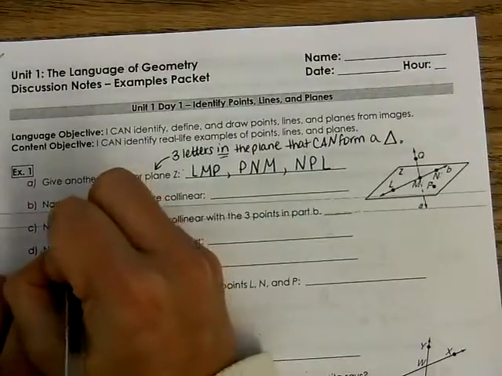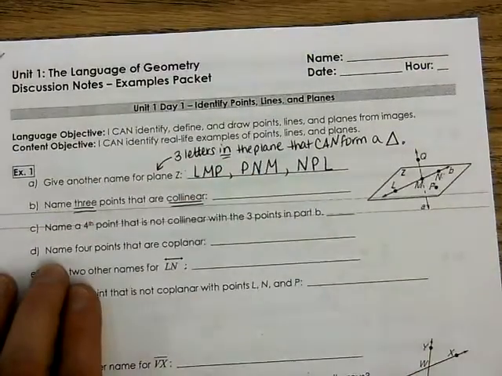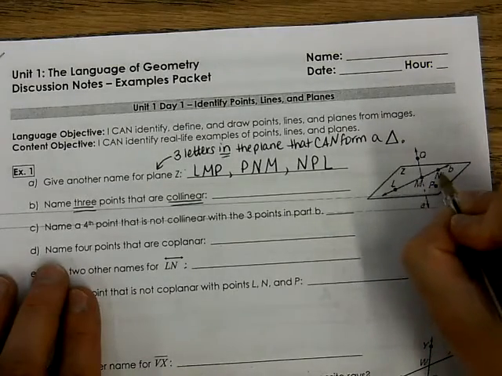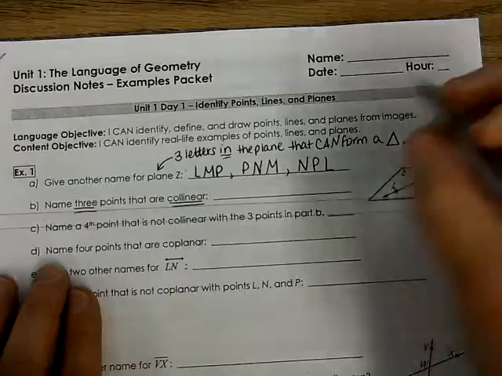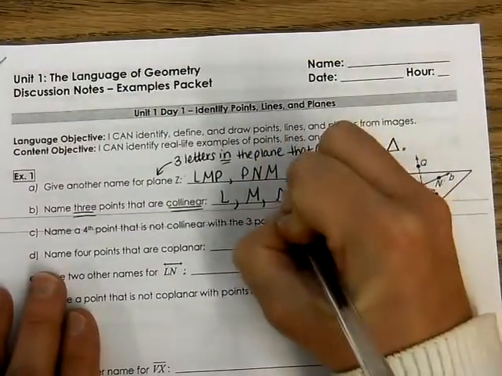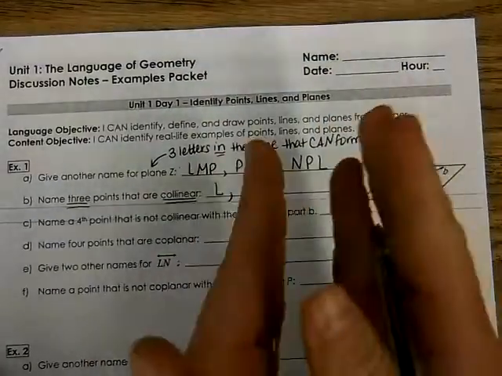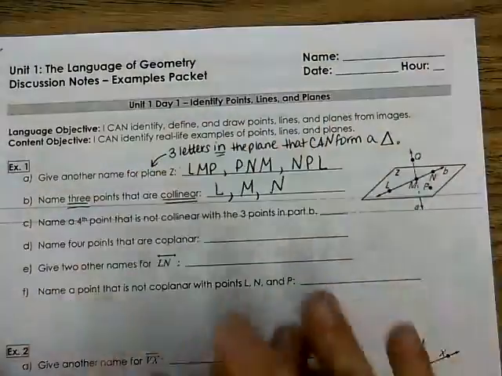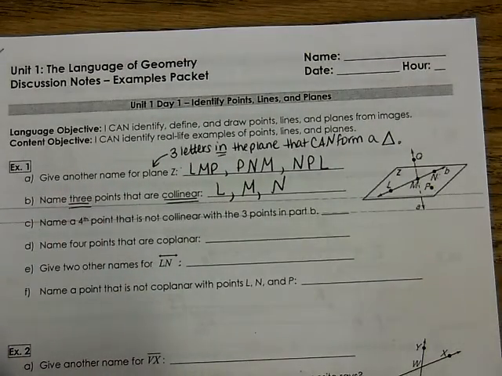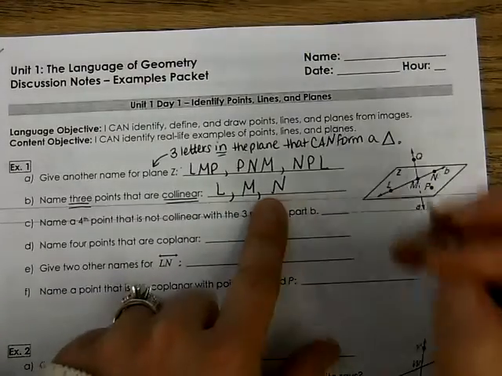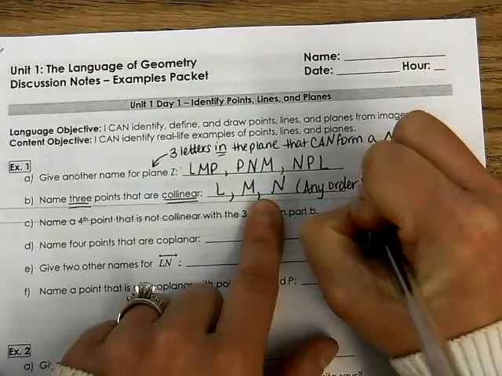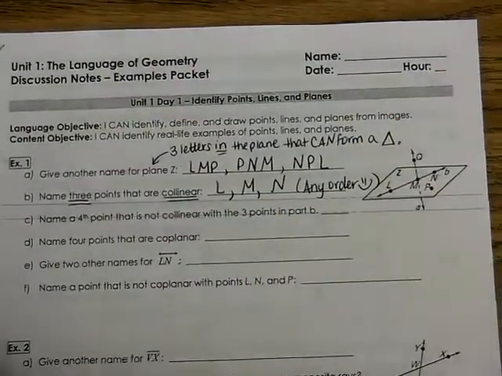Name 3 collinear points. So that means 3 points that are on the same line. And in this case, L, M, and N are all on the same line. So I'm going to say L, comma, M, comma, N. And that's because we're talking about individual points. Whenever you're naming points and listing them, they must have commas in between. Now, when you're naming, this can be any order that you would like. It does not matter.